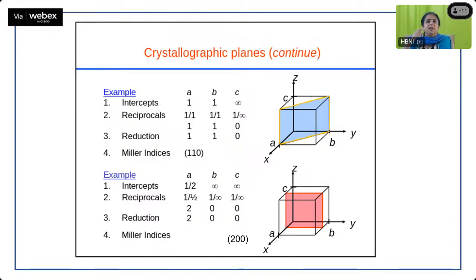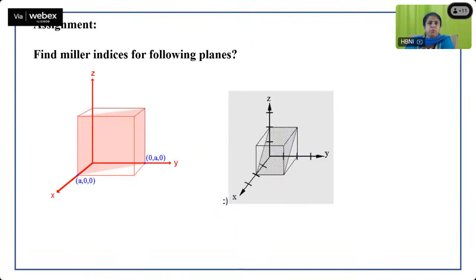That means there are twice the number of 200 planes in the unit cell as compared to 100. On the same line, there are thrice the number of 300 planes in the unit cell as compared to 100. And 100, 200, and 300, they are all parallel. Okay. So I hope I'm making sense to you.